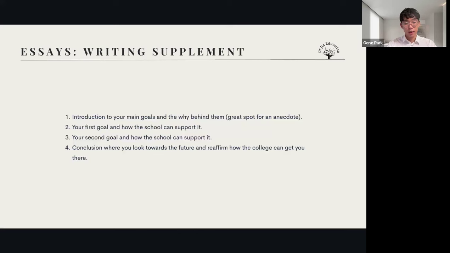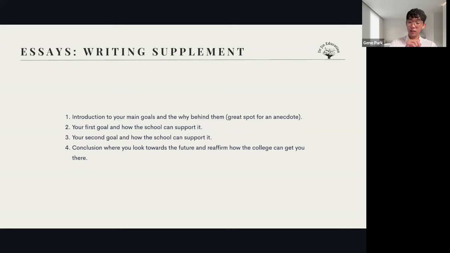So that's how you would write a Why Us essay. And this is actually the reason I'm spending a fair bit of time on it: it's quite important. In interviews even, you will be asked to defend your choice for why you chose to apply to the university. That's not always the case, but it is the case for a lot of institutions. So the structure you want, and this is the recommended template, you can change it as you see fit, of course, is to introduce your main goals and then the why behind them, which is a great spot for an anecdote.